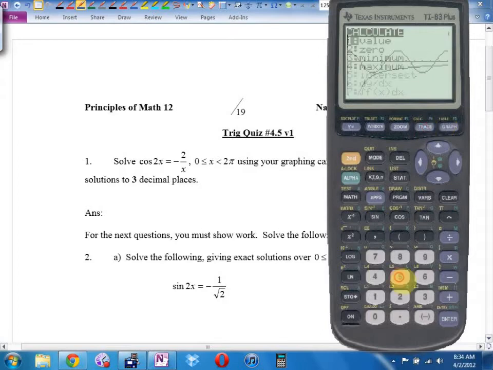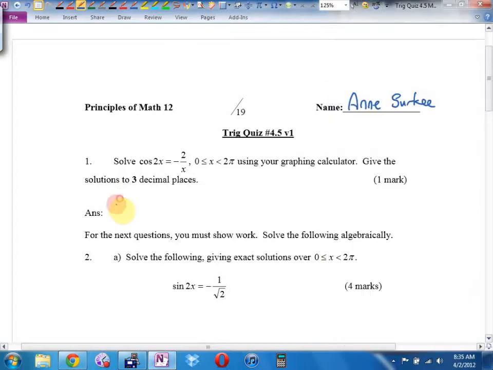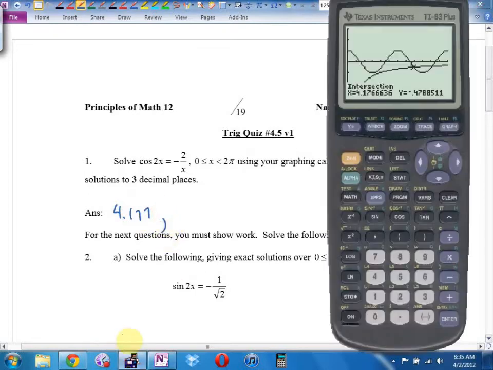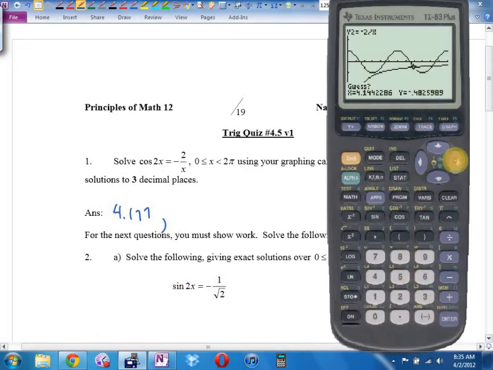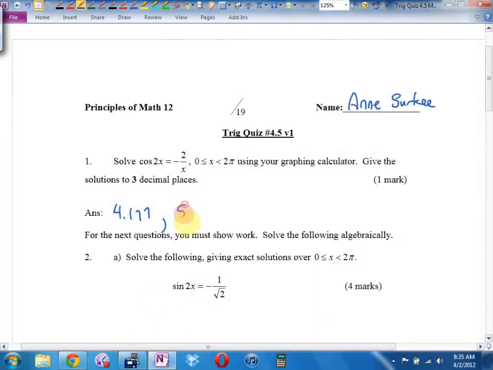Second function, calculate, intersection, first curve, second curve, guess. Go find the first one. 4 point, what did I say, 3 decimal places? 4.177. That gets you a half mark. And the second one is 5.034. No, did I say that? 5.304. Okay, half mark, half mark.